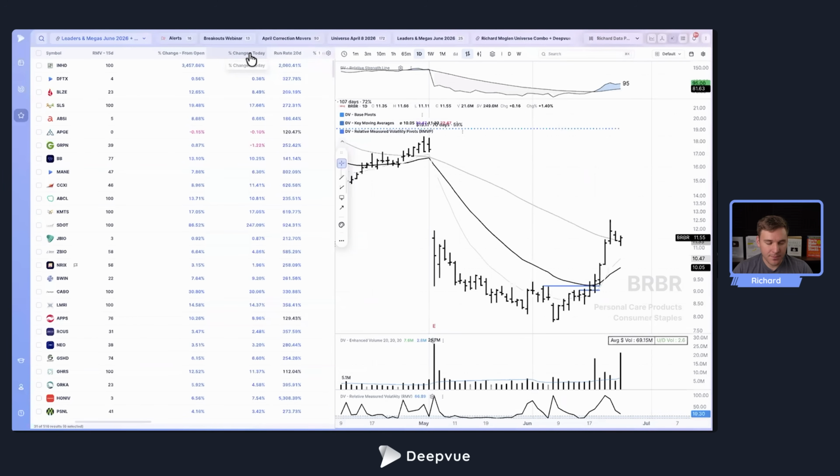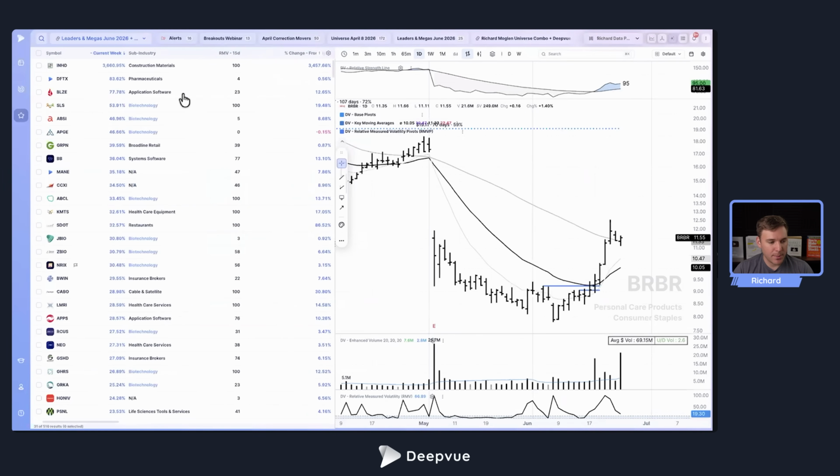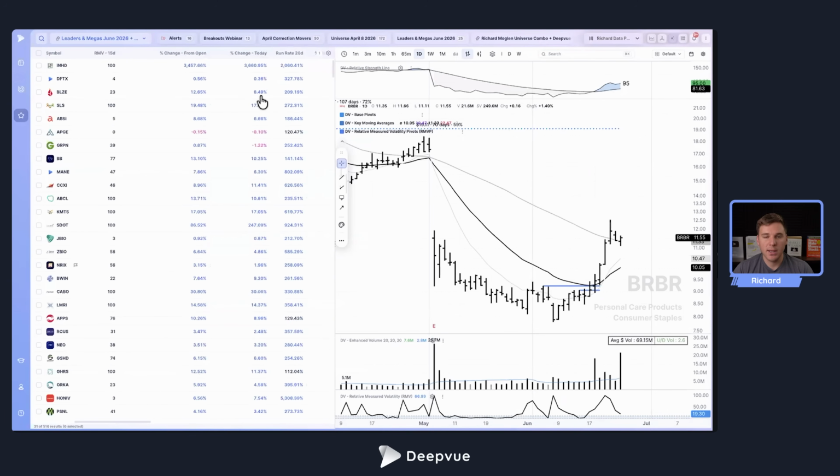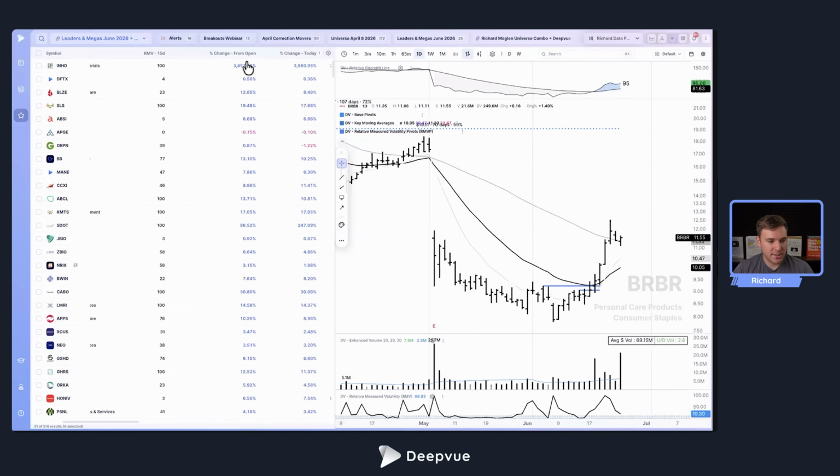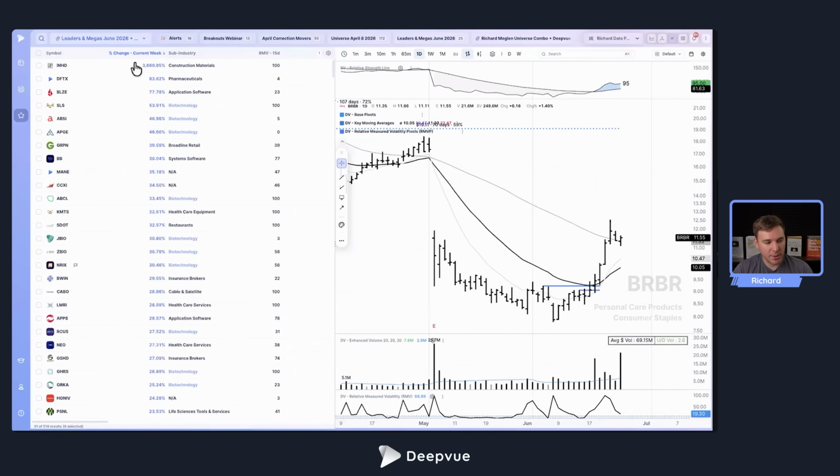It's the same idea. I'll drag the sub-industry around there so I can see what sub-industries were strongest on the day. And that's something I do on a daily basis, but on a weekly basis, I'll do percent change current week. So this is the first sort I do. And the goal of this is more to corroborate what we're seeing in the Theme Tracker. What themes are strong, what stocks are standing out.